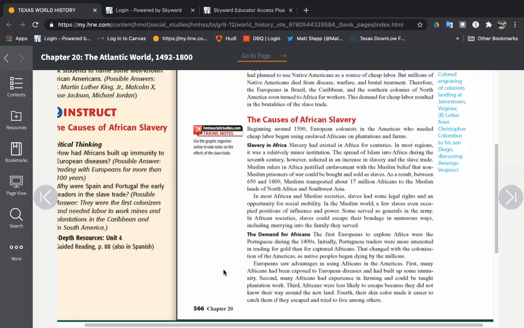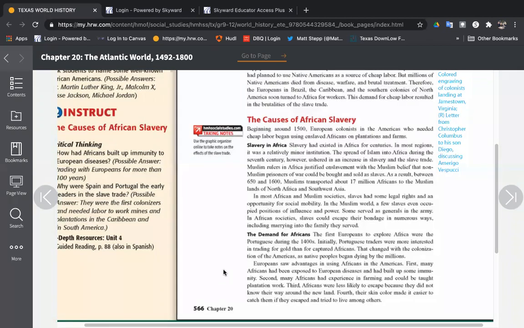So, second, many Africans had experience in farming and could be taught plantation work. They already knew what to do because they were still back in agricultural times. The idea of the Neolithic Revolution, the agricultural revolution, was pretty much still going on. All right, so they knew how to work.